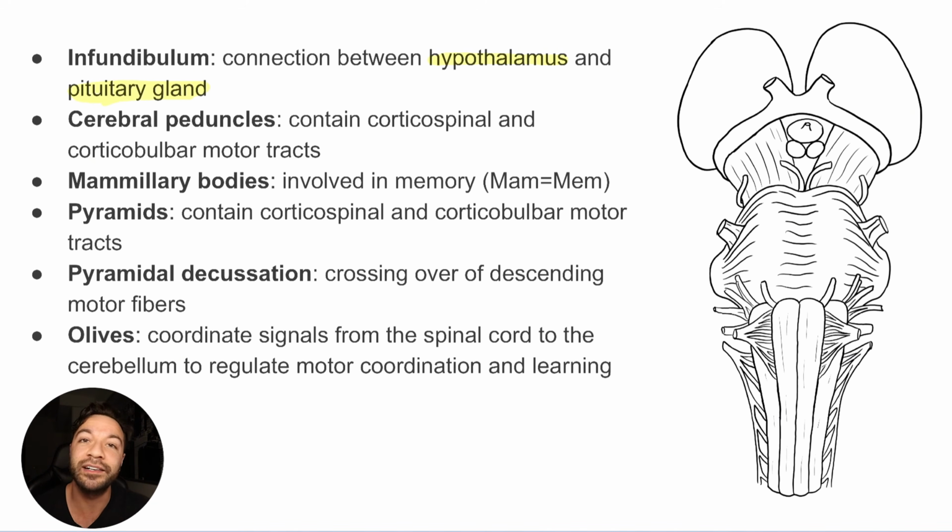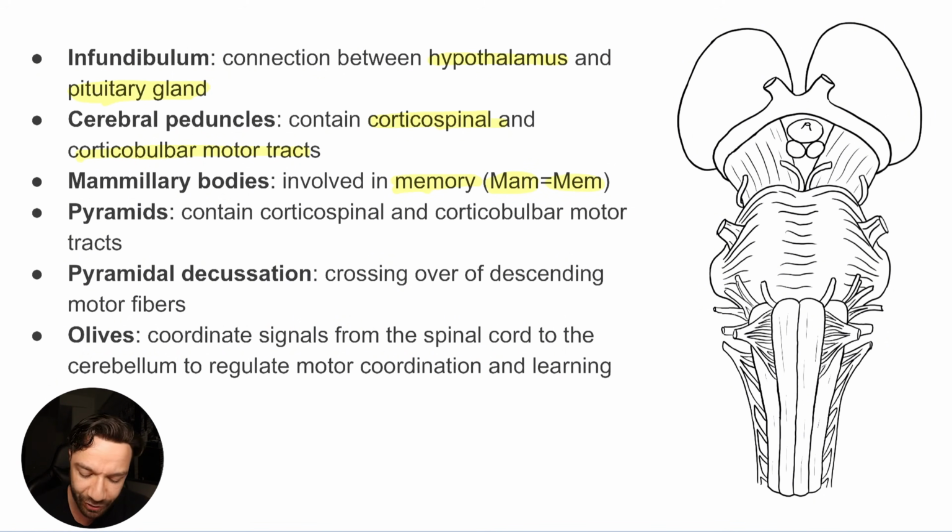The cerebral peduncles, those are going to be projection fibers where our corticospinal and our corticobulbar motor tracts are passing through. Our mammillary bodies, well, these are going to be involved in memory. Think of mammillary, memory. They go together.